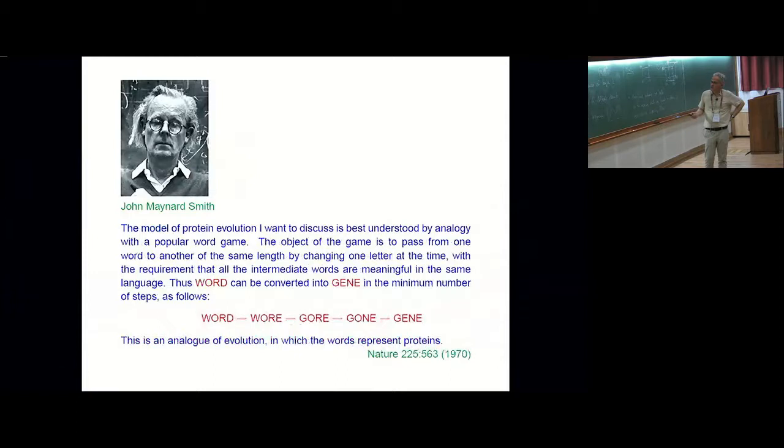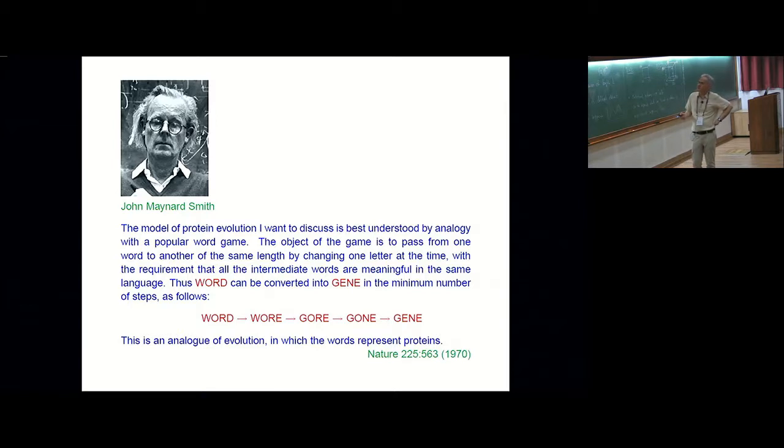Another important precedent here is Maynard Smith, who introduced in 1970 the concept of a protein space. So he was thinking about how evolution would proceed in the space of all possible proteins. He wasn't really thinking about increasing fitness, but just about how a protein can evolve from one functional sequence to another without going through intermediates that are not functional.